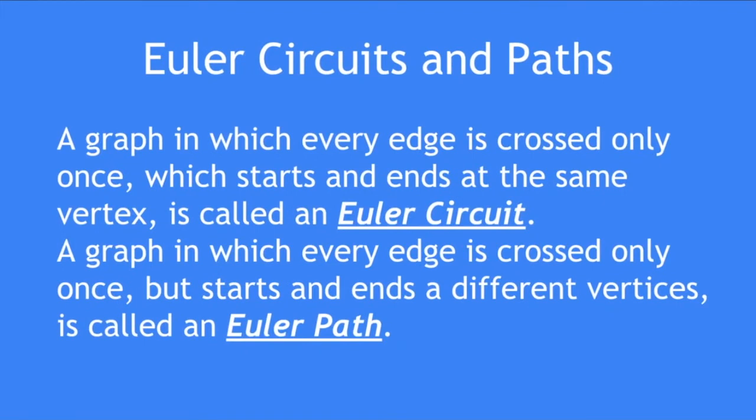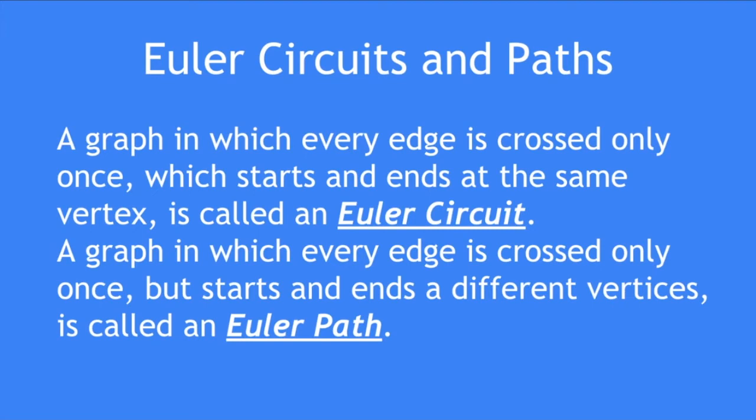Definitions here. It's very important. This is vocabulary you need to remember. It's going to be helpful and useful for you to learn what you need to learn for this particular lesson. A graph in which every edge is crossed only once, which starts and ends at the same vertex, is called an Euler circuit. So we know what the word circuit means. It means something that goes around to itself, right? We take a bus circuit. If you stay on the bus long enough, you'll end up at the same spot, right? So an Euler circuit simply means you're going to touch every edge on that particular graph exactly once and start and end at the same spot.